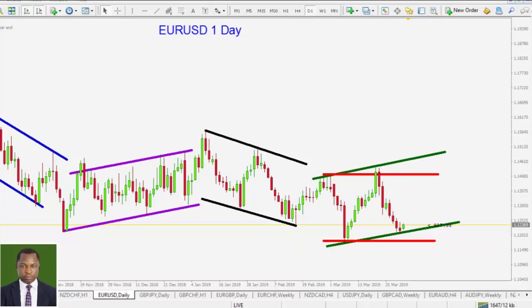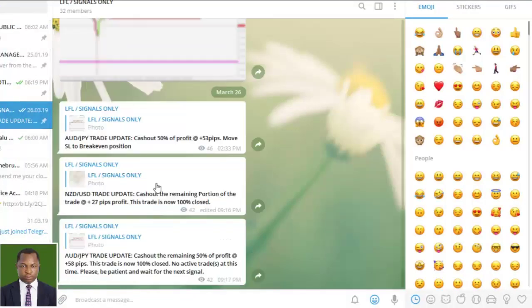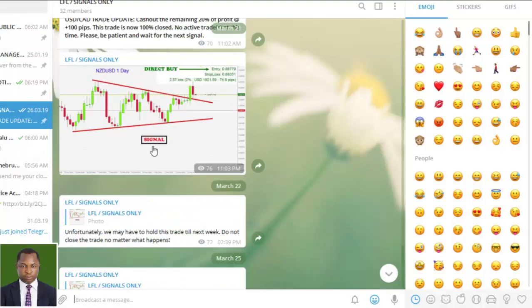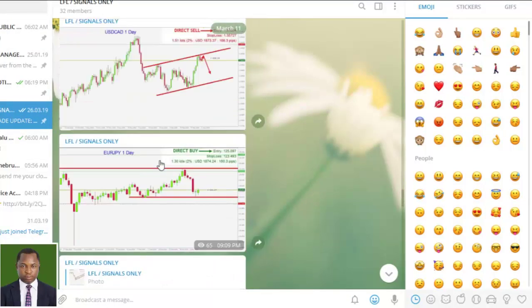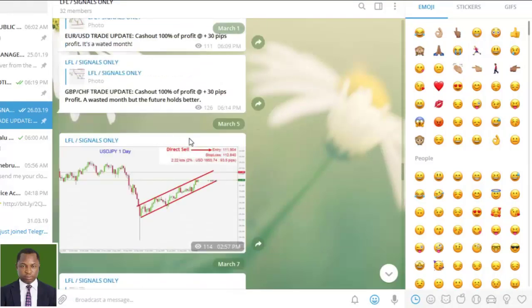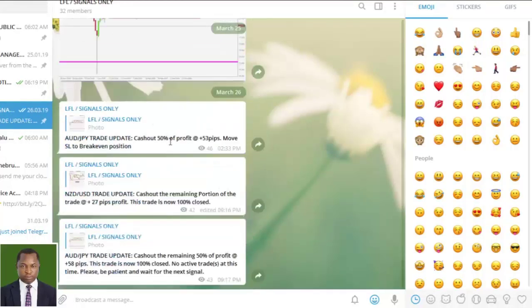You need to wait in the Telegram channel where we have all signals being managed, all trades being taken. For those of you who are here, we send the signals with the charts. You can see the charts here explaining why we are going into trades, and then we manage the trade all the way through till the end. Okay, you can see how we stay here, cash out the remaining 50% of profit at plus 58 pips. This trade is now 100% closed. No active trade at this time. Please be patient and wait for the next signal. Okay, that's how we manage the trade up till the end.